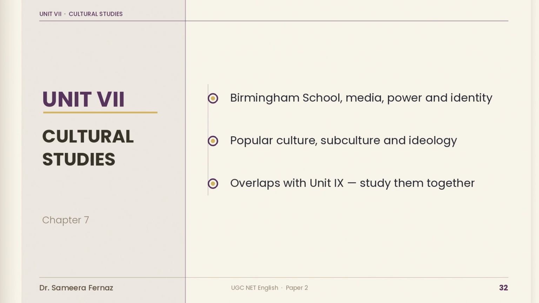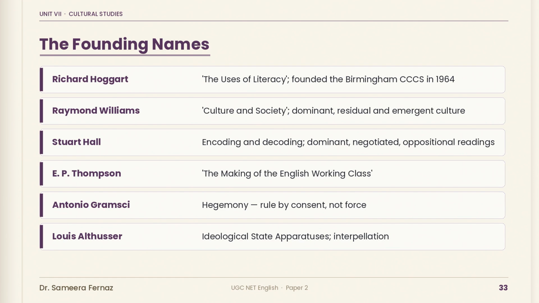These are founding names. Richard Hoggart wrote The Uses of Literacy and founded the Birmingham Centre for Contemporary Cultural Studies in 1964. Raymond Williams wrote Culture and Society and gave the idea of dominant, residual and emergent culture. Stuart Hall gave the encoding and decoding model with dominant, negotiated and oppositional readings. E.P. Thompson wrote The Making of the English Working Class.